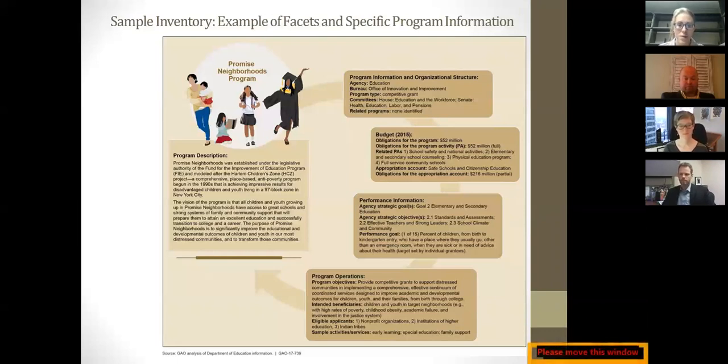And finally, one piece of information that we really did find was critical to include was this program operations category. So what are the program objectives? Who are the intended beneficiaries? And some of those more basic functional questions could be answered in this particular facet.